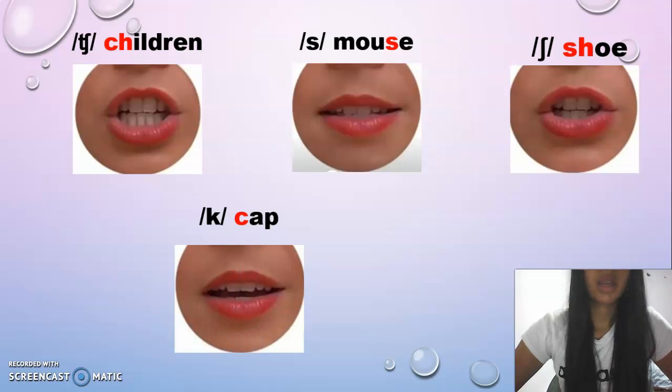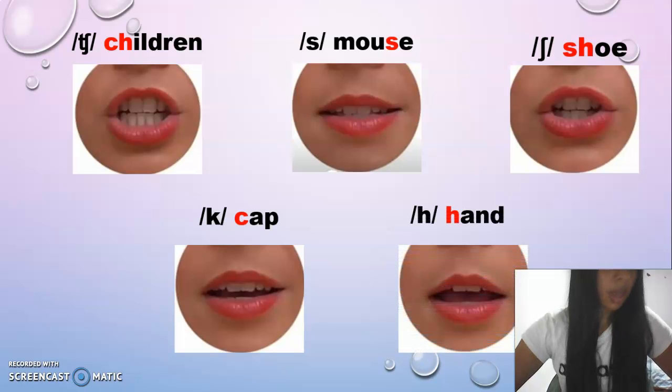Consonant. K, k. Example, cup. Consonant. H, h. Example, ham.